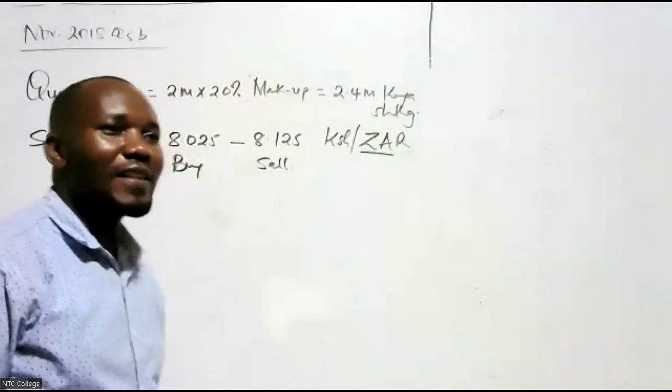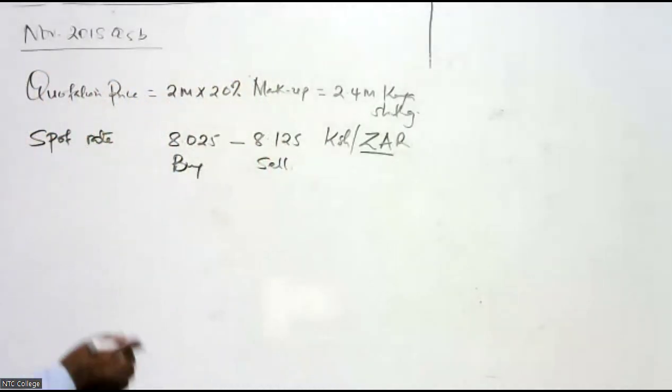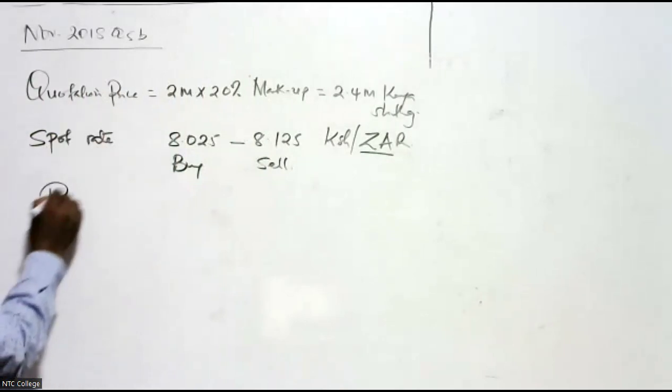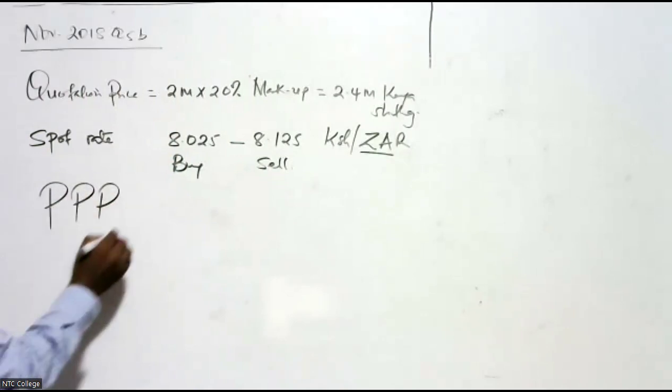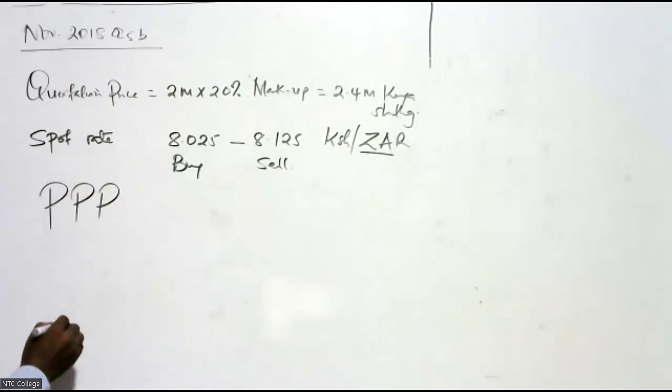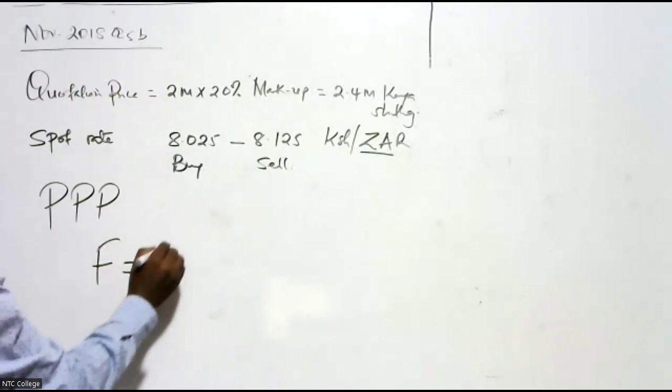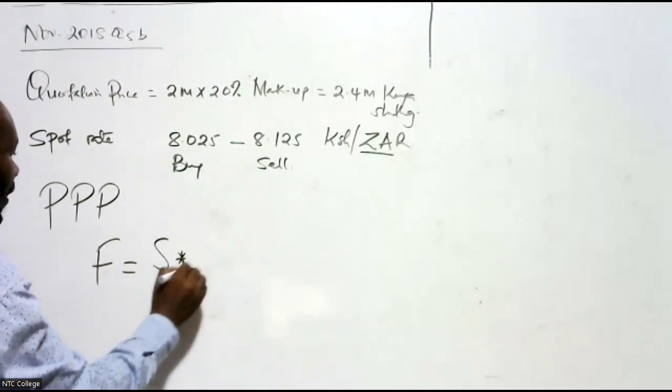Remember what I told you the other time? We can use interest rate parity or purchasing power parity. So with purchasing power parity, that is PPP, we are saying that you can use a formula which says what? That forward rate is equal to spot rate times.